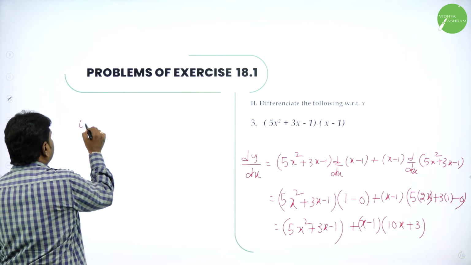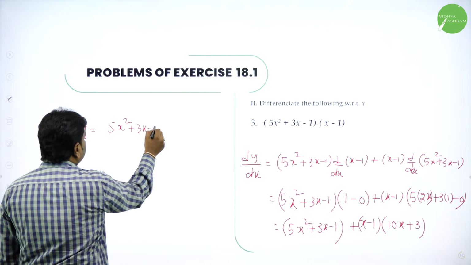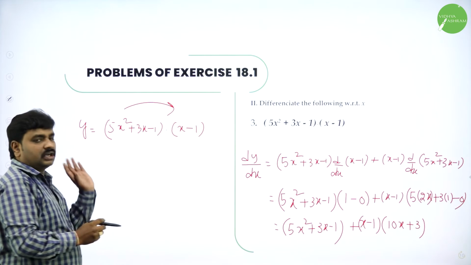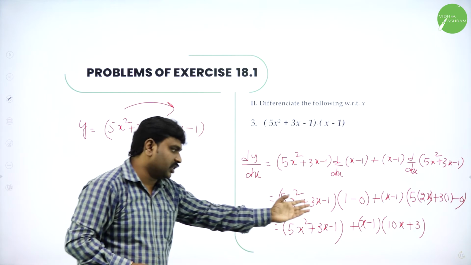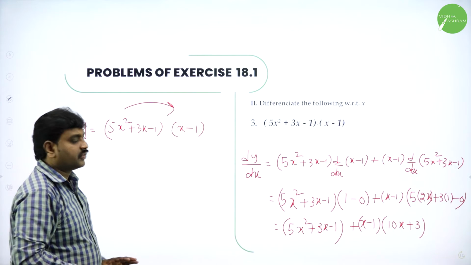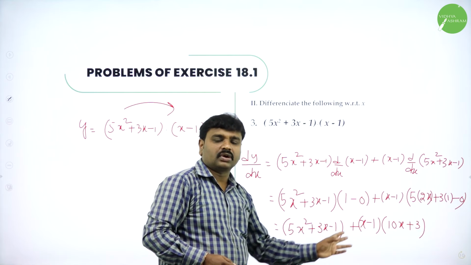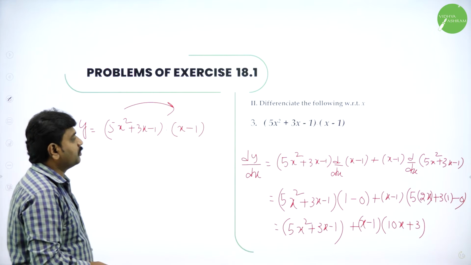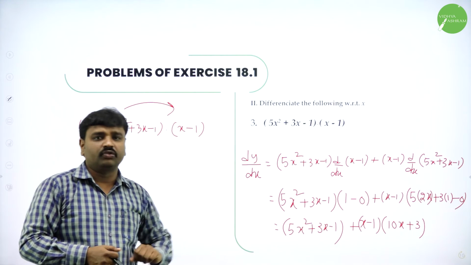And the other method of doing this is what? Take y is equal to (5x square plus 3x minus 1) into (x minus 1). Multiply each term and it will become a polynomial function. Then you differentiate, you will get the same thing. Here further you can multiply and simplify, or you can leave it. If you multiply, you will get 10x square here, and we will have 5x square. Like that you have to simplify algebraically. I am leaving the simplification for you. I have done the basic part using what rule? Product rule. Why? Because we have a product of two functions.